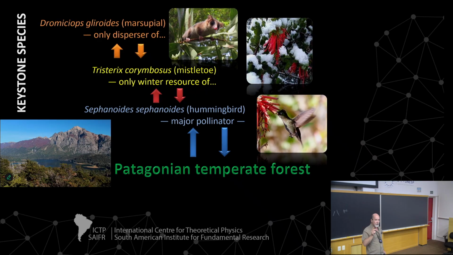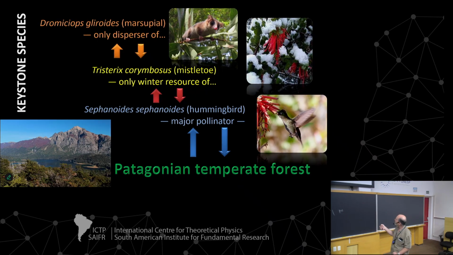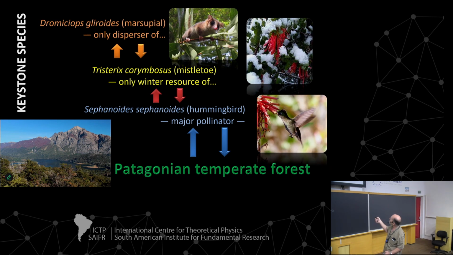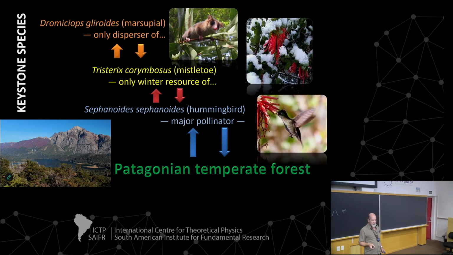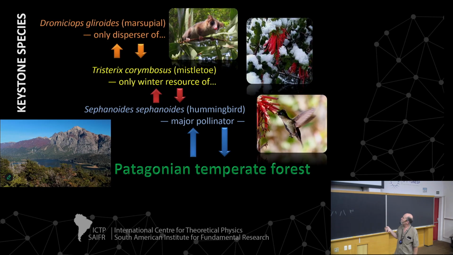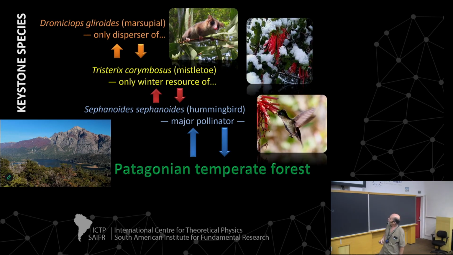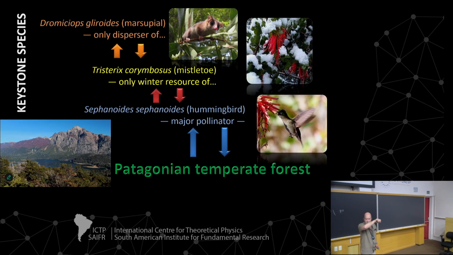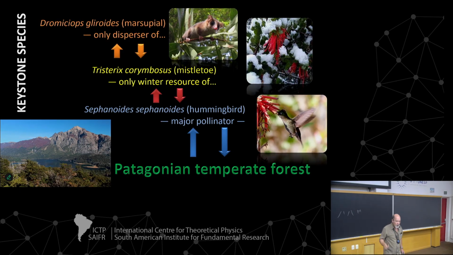The monitos are the only dispersers of the quintral, which blossoms in winter. In winter, you can see the flowers of the quintral in the middle of the snow. And with flowers in winter, they are the only winter resource of the major pollinator of the forest, which is this hummingbird, the ruby hummingbird. So the three species work together as architects of the forest, and they are of great interest to ecologists.